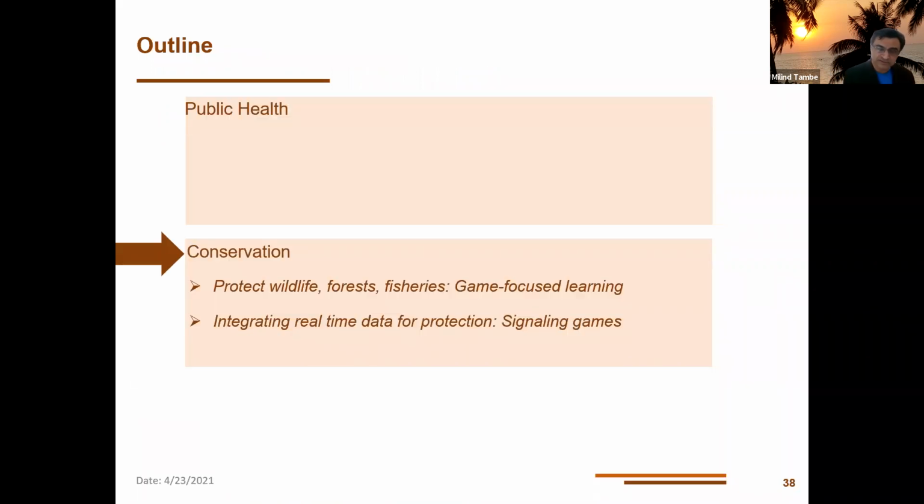So at this point, I'm going to switch over to conservation. I'm going to talk about that for 10 minutes. But before I do that, I'll take a short break and wait for any questions people may have.